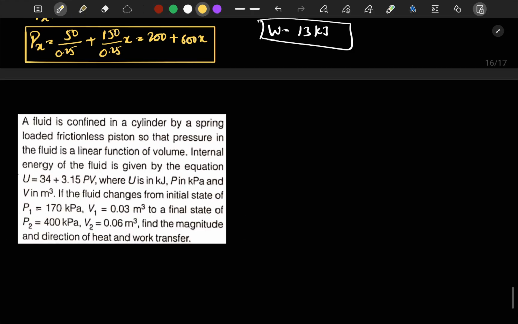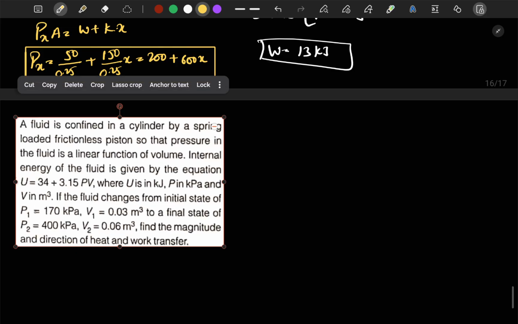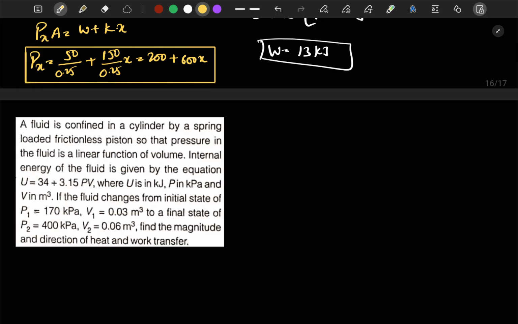Now we will be moving to our next question. Fluid is confined in a cylinder by a spring loaded frictionless piston, so that pressure in the fluid is a linear function of volume, as just in the last question. The internal energy of the fluid is given by this equation, where U is in kilojoule, P in kilopascal, V in volume. If the fluid changes from initial state P1 V1 to final state P2 V2, we have been given the values. Find the magnitude and direction of heat and work transfer.